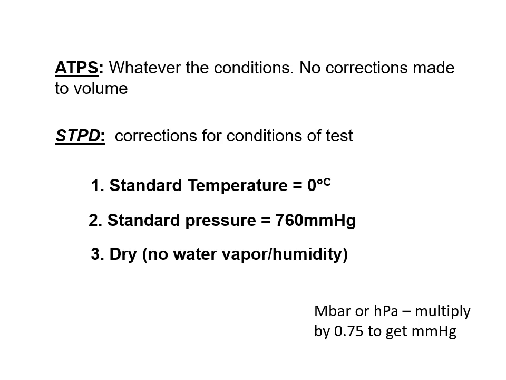The corrections we need to make are to take into consideration the temperature, pressure and water vapour of the air we're collecting. So when we start the process, we are collecting the gas or air in form of ATPS, and no corrections have been made to the volume. And then we want to correct the volume to STPD. Therefore, we're standardising the temperature to 0 degrees centigrade, standardising the pressure to 760 millimeters of mercury, which is standard sea level pressure, and we want the expired gas to be dry, so there's no water vapour or humidity in the air.